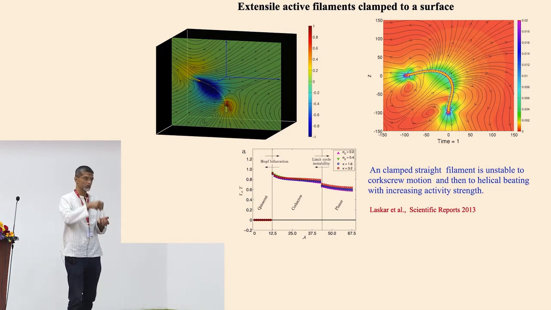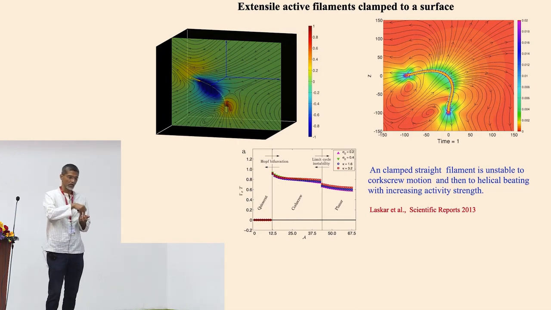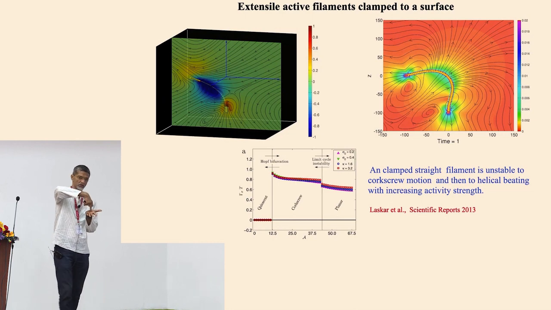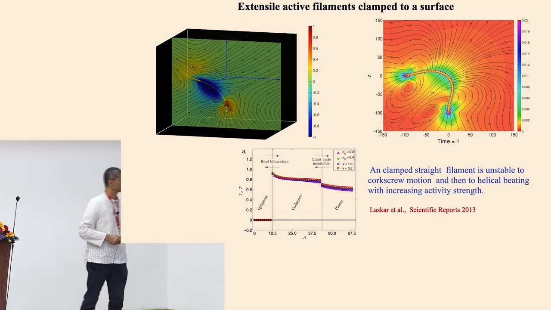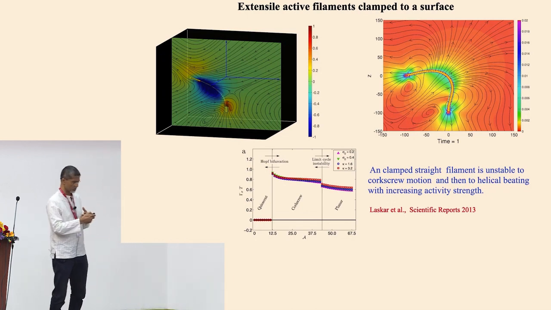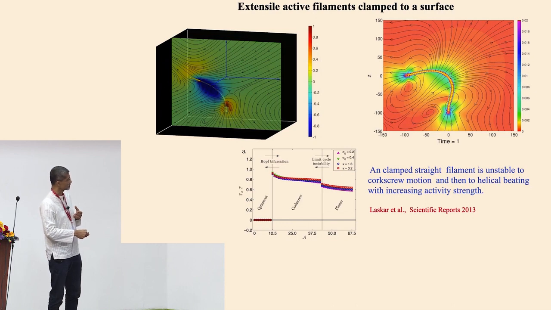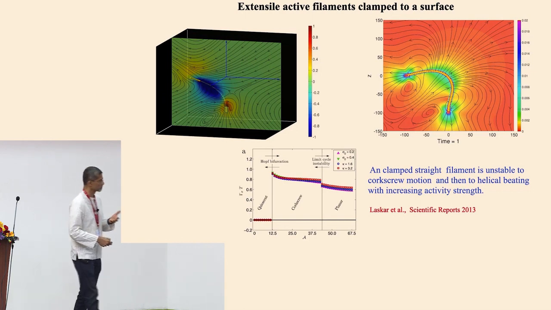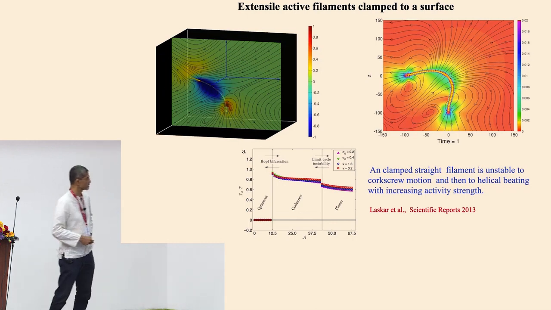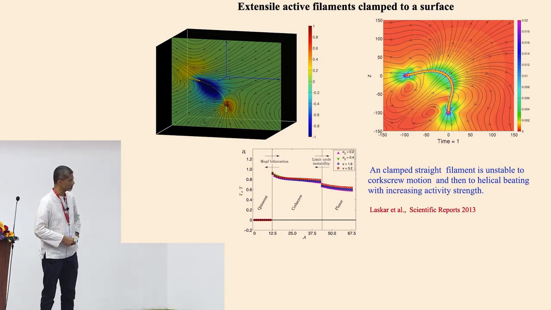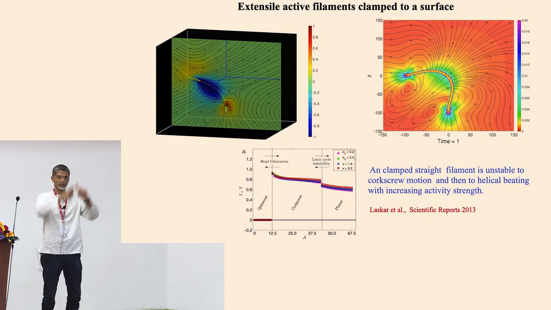Now, if you take that filament and clamp it, which means you stick it to the surface with the normal direction, so this end is fixed vertical, and then solve the equation of motion, you will see three different regimes. You will see a quiescent regime in which nothing happens, the filament remains straight, and there is a flow around it.